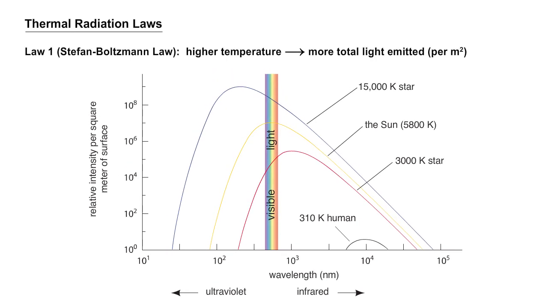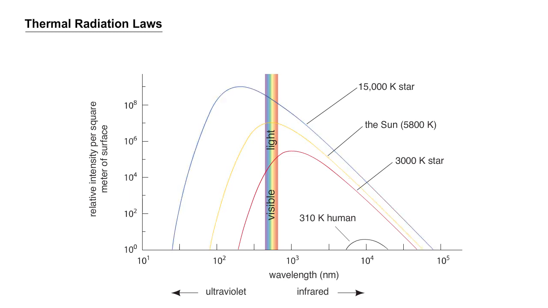We see the first law of thermal radiation from the fact that the curves for higher temperature objects are everywhere above those for lower temperature ones. For example, the 15,000 Kelvin star emits more total light per unit area than our 5,800 Kelvin sun. Notice that not only does the hotter object emit more total light per square meter of surface, it emits more at every wavelength, which is why its curve is everywhere higher.